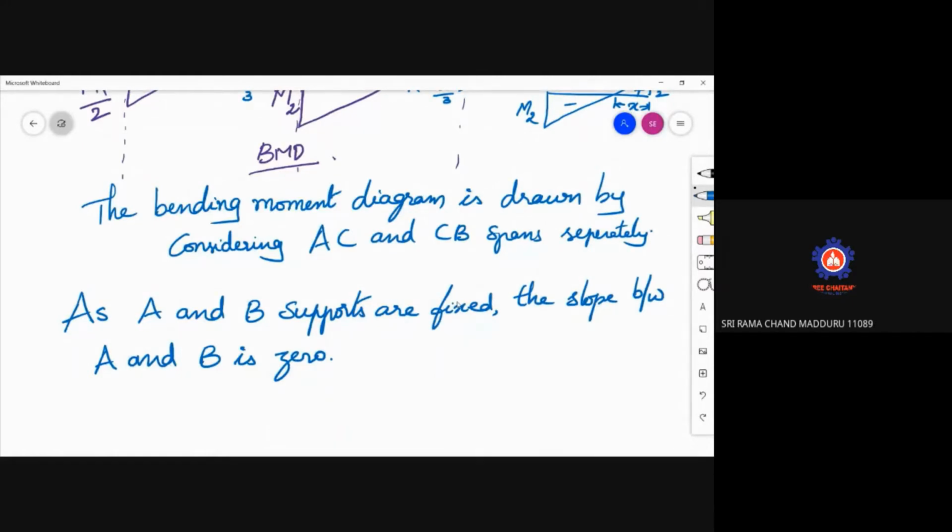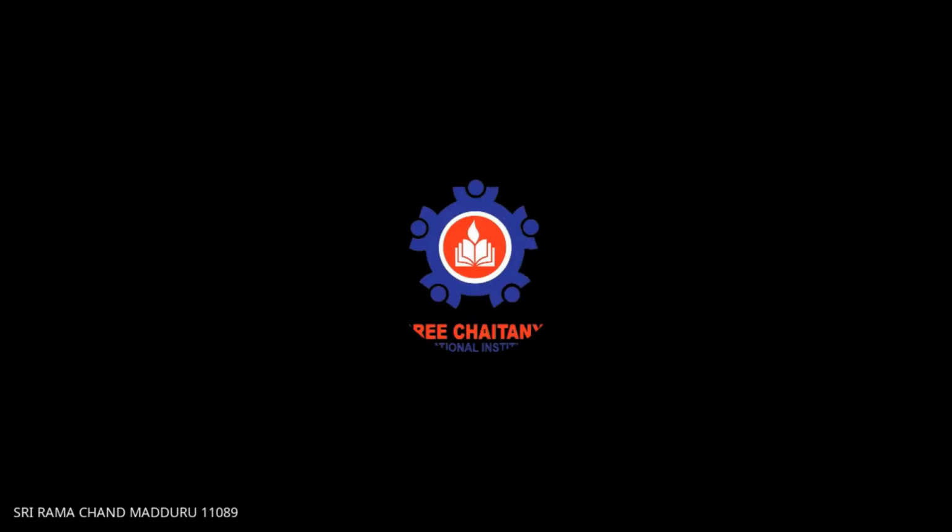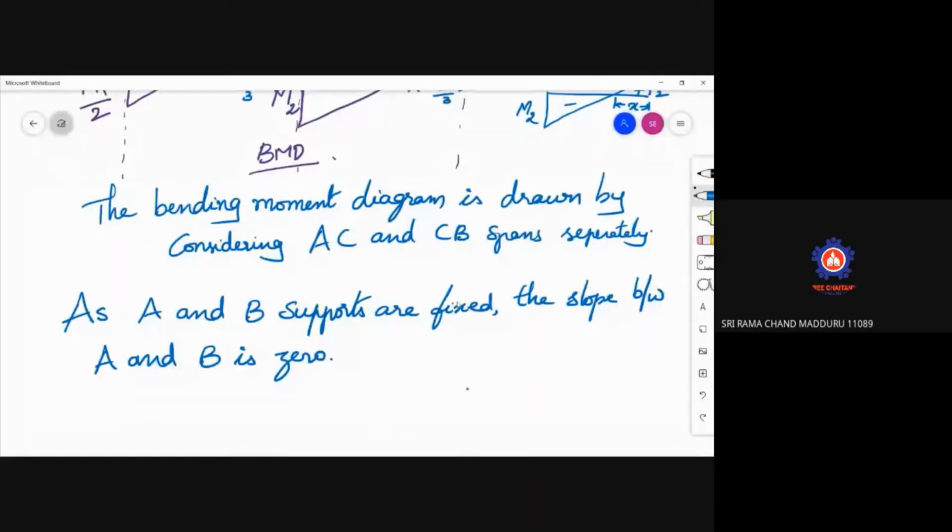So if you remember, as per the moment area method, if you want to calculate the slope, then the area of the M by EI diagram will give you the theta. And delta is nothing but the area moment of the M by EI diagram.